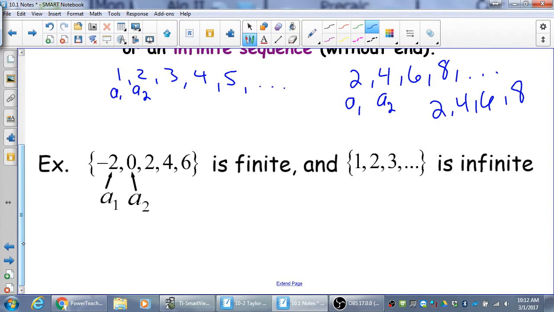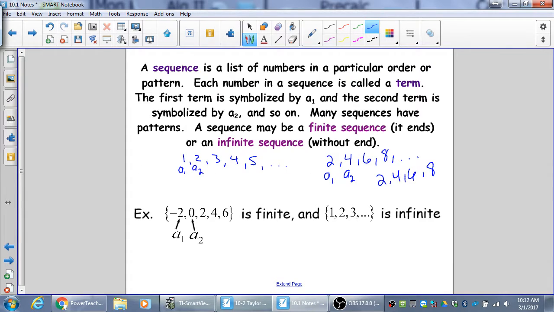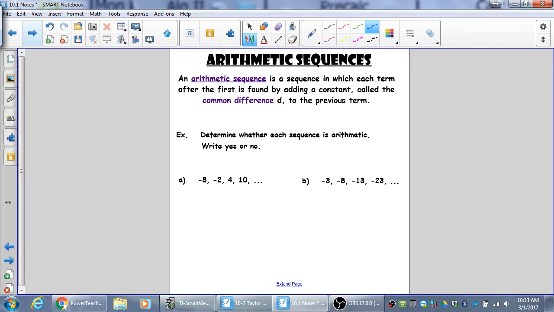Anything down below that? Oh yeah, good thing I looked. I guess it shows it right there. An example. If I go full page, I would have seen that. Let's go full page so I can see the entire notes. There we go. So negative 2, 0, 2, 4, 6, that's finite. A sub 1, a sub 2. And then here's infinite over there, just like I demonstrated.